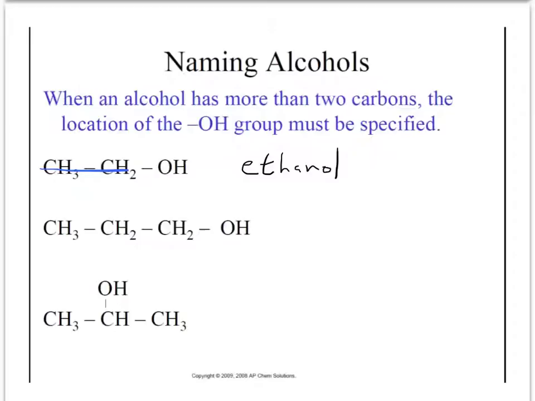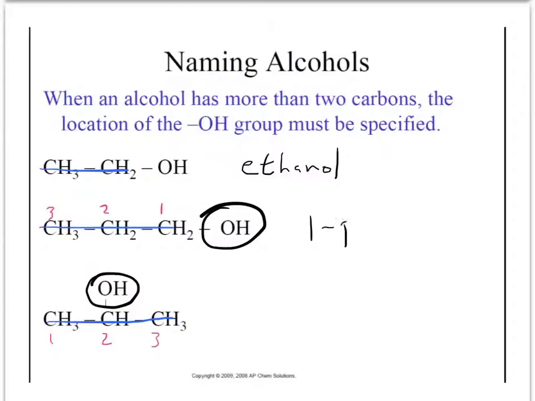This last one down here, though, or these last 2, both of them have 3 carbons, but the alcohol functional group is located in a different place, and so we have to specify with the numbering method. So we're going to number this one as 1, 2, and 3, and this one is 1, 2, and 3 as well. And so this first one, this middle one, the group falls on the first carbon. It would be called 1-propanol, with the 3 carbons, and then the second one would be called 2-propanol.